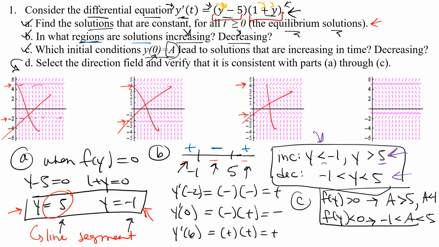But remember, we said we wanted 5 and -1. So yep, you can see we have a line segment there at 5 and a line segment there at -1. So far that matches with what we got in part A.